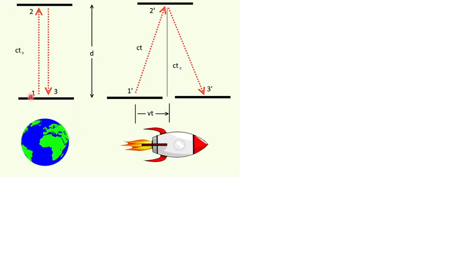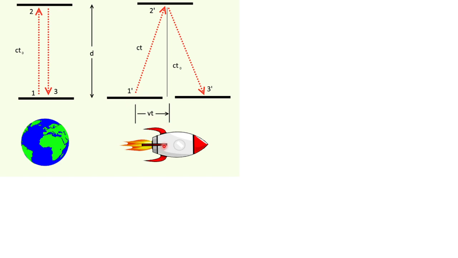Then we know for sure that if we shine a laser from point 1, it will reach point 2 at some time t naught. And this distance is just the speed of light times the time it took for the light to travel from point 1 to point 2. Let's call this distance d.